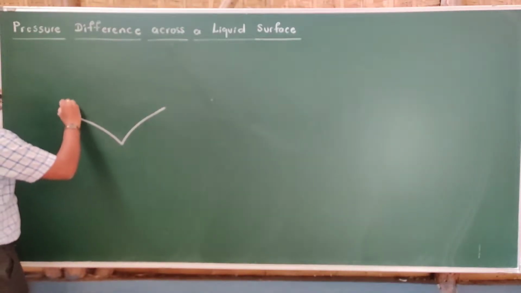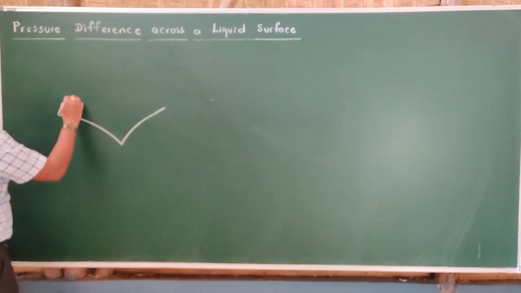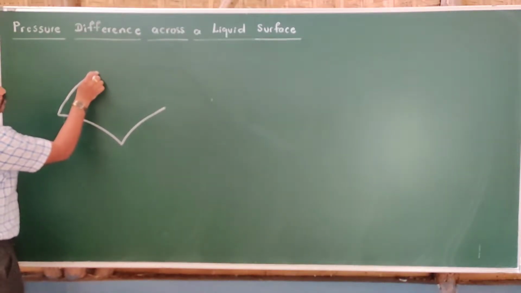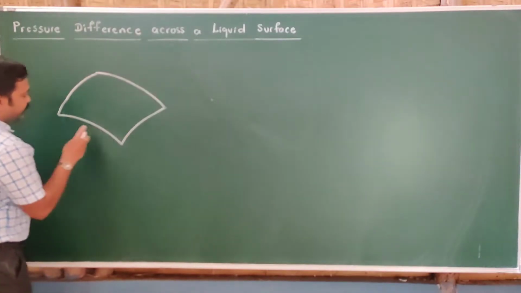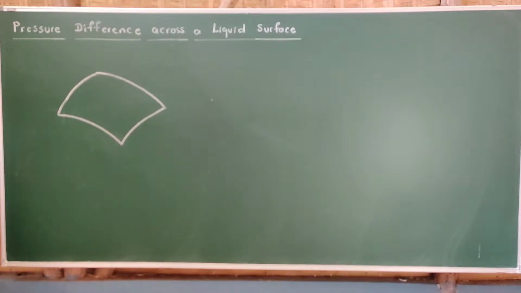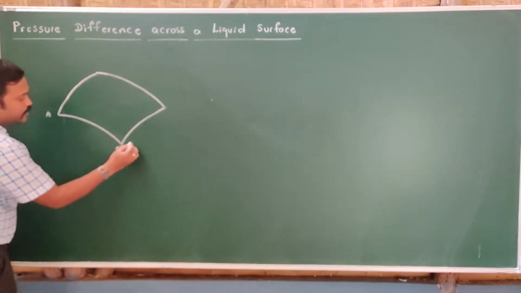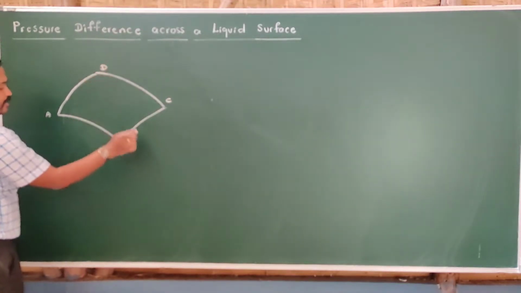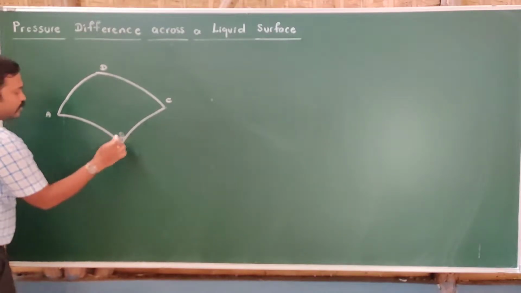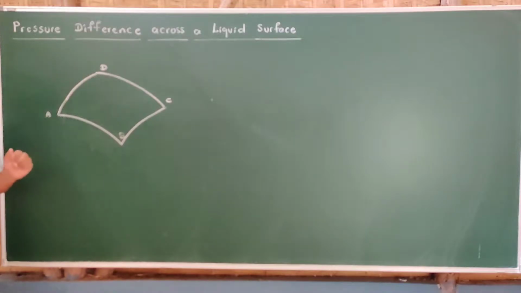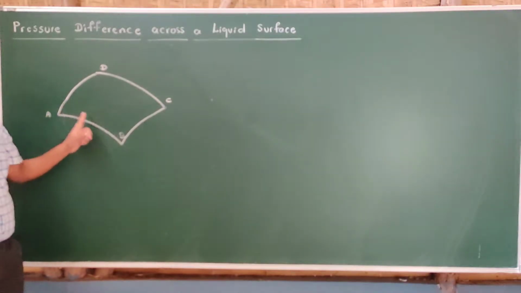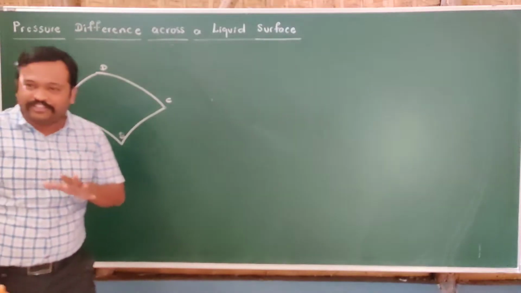Let me take a rectangle. It is like a rectangle, but it is curvilinear, not rectilinear. So this is a curvilinear rectangular surface, a rectangular element of the surface. Now let me take this as A, B, this as C, and this as D. This is the curvilinear element ABCD of a surface of the liquid.